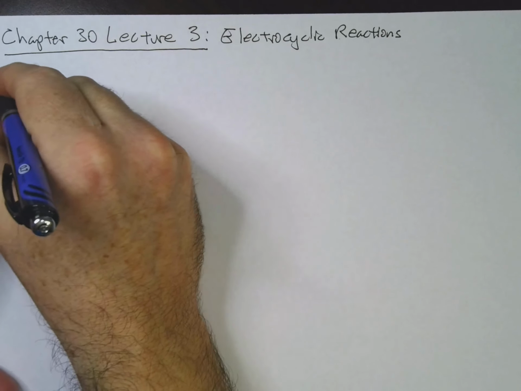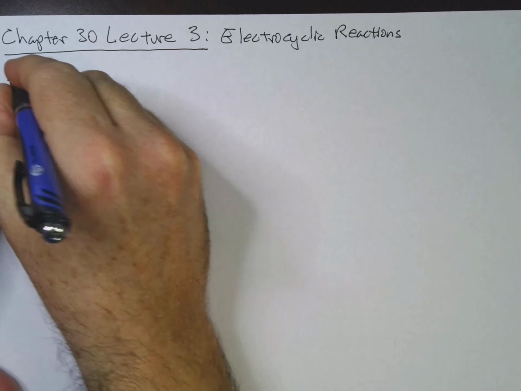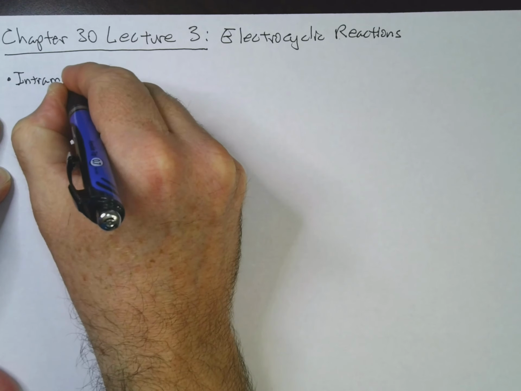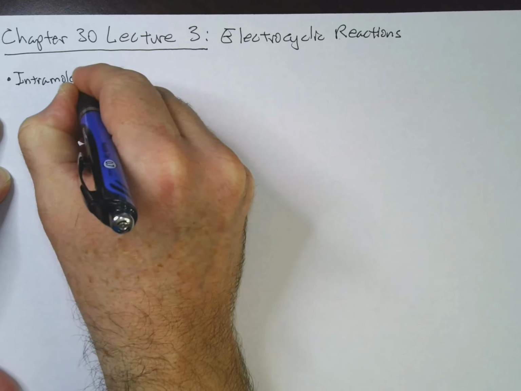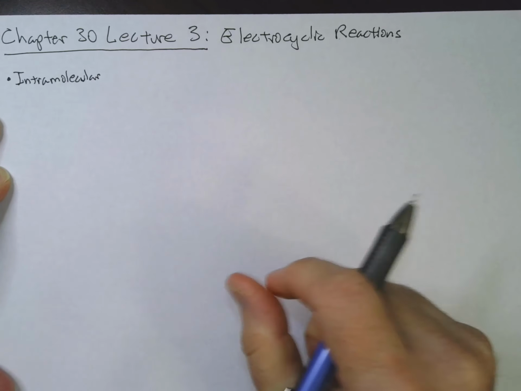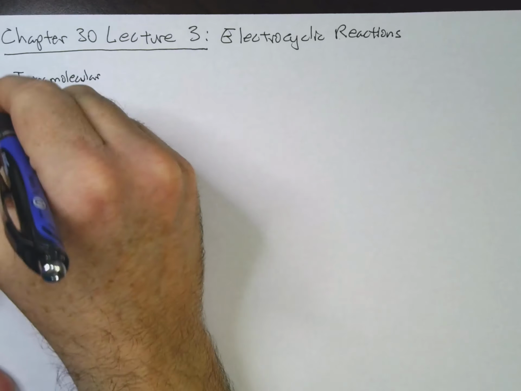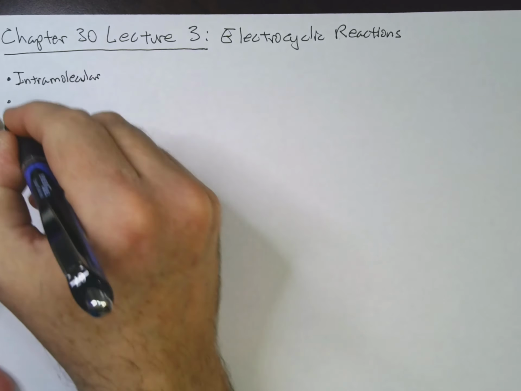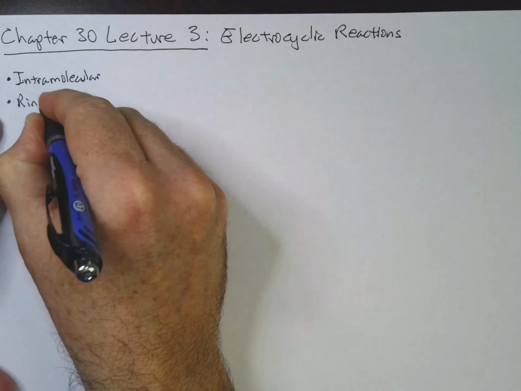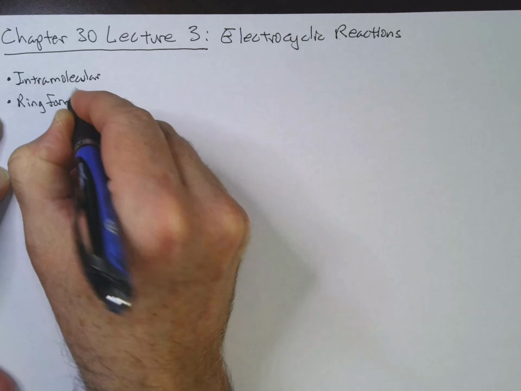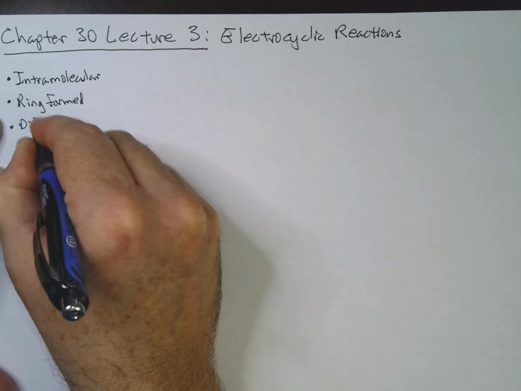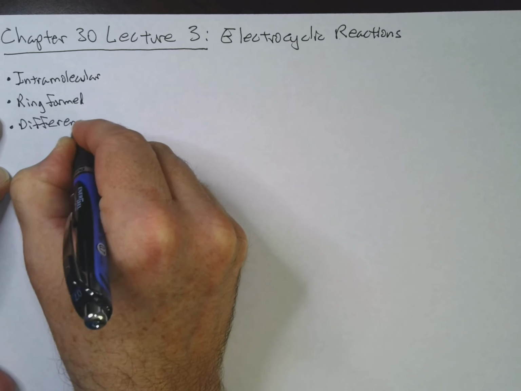Now, electrocyclic reactions are intramolecular reactions. Cycloadditions were intermolecular pericyclic reactions. Electrocyclic reactions are intramolecular, just one molecule. We get a ring formed, and we have different stereochemistry depending on the conditions.